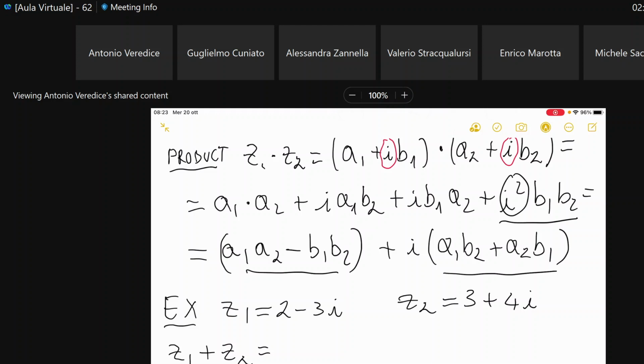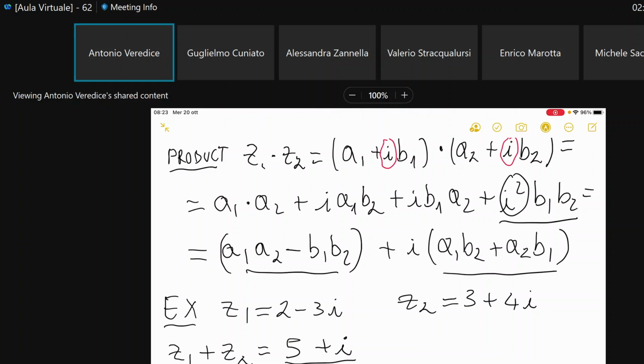So the first one, you have to add the real parts, so you get 5 as the real part, plus i times 1, since minus 3i plus 4i is i. So the sum of the two numbers is 5 plus i. What about the second? You have to compute the product, 2 minus 3i times 3 plus 4i.